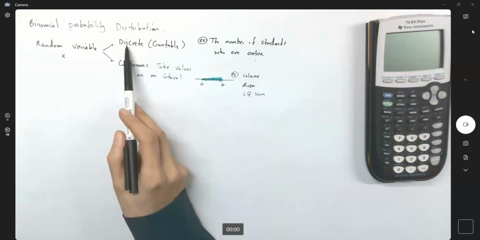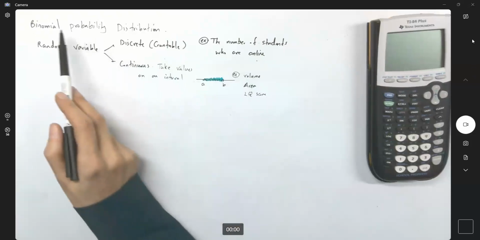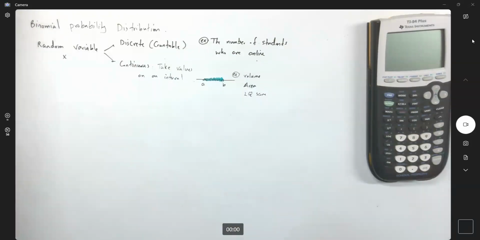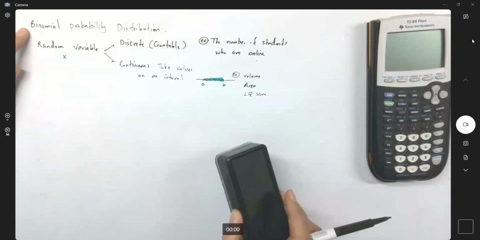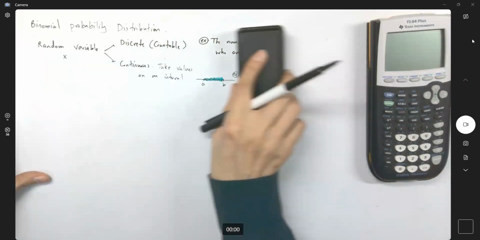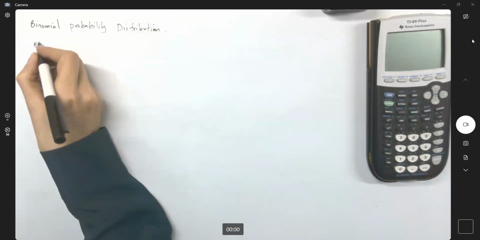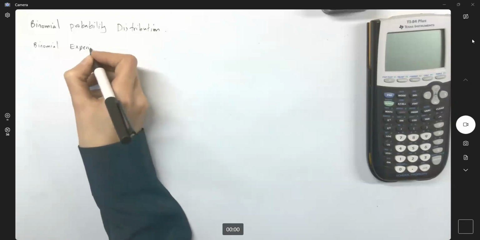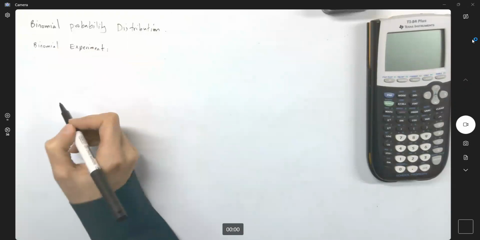Today, we're going to focus on discrete random variables, and later we're going to work on continuous random variables. When it comes to discrete random variables, we have a very famous probability distribution that we call the binomial probability distribution. So our goal today is to use our TI-84 calculator and compute binomial probability distribution. First of all, when we are talking about a binomial experiment, the binomial experiment must satisfy the following conditions.